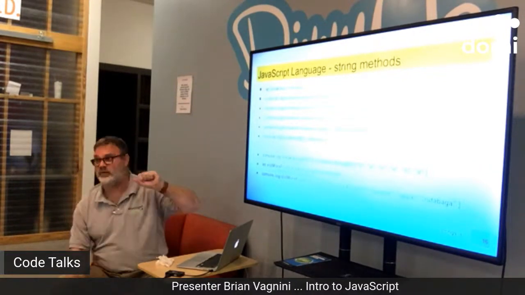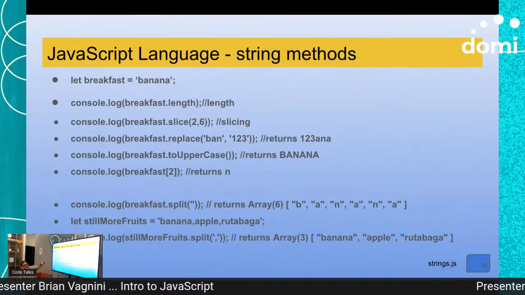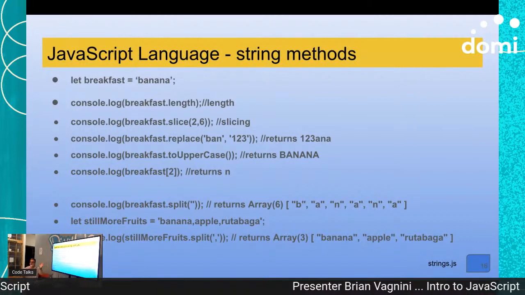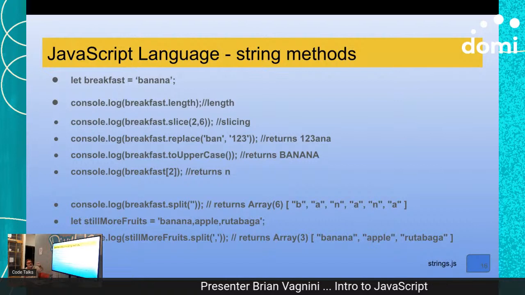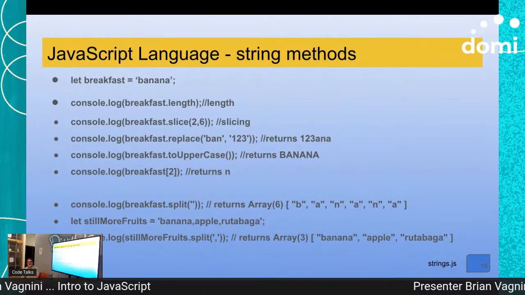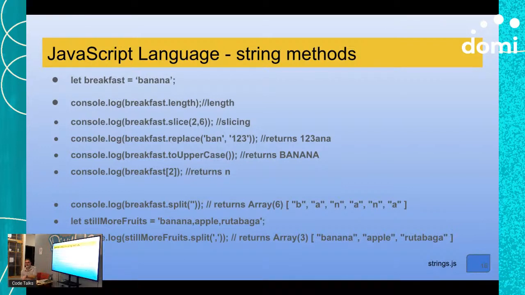We can slice up that string. In this case, we have a couple of parameters that we have to add to it. We're starting at position number 2 and going up to, but not including, position number 6. So in our case for banana, that actually returns the word nana. We'll come back to that, because I know you're going, wait, I can count, and that's not right. It does something a little different.